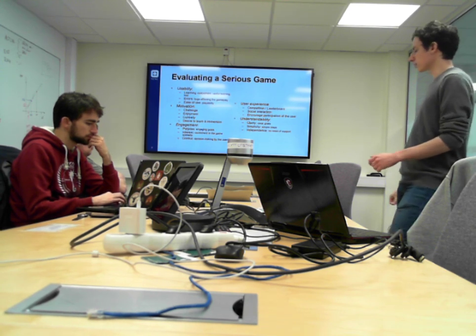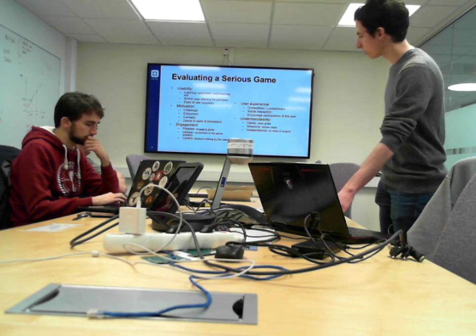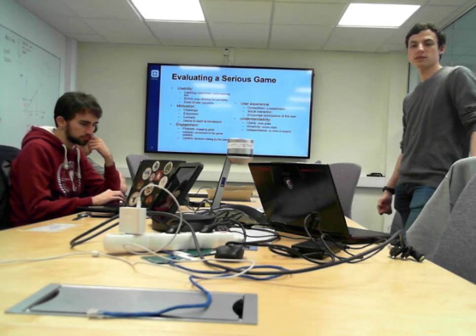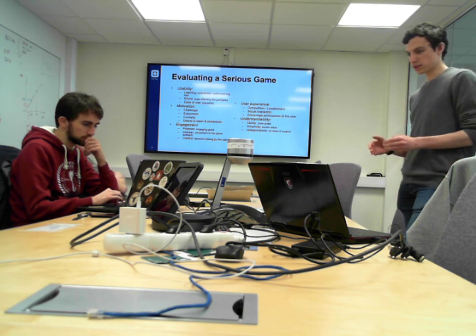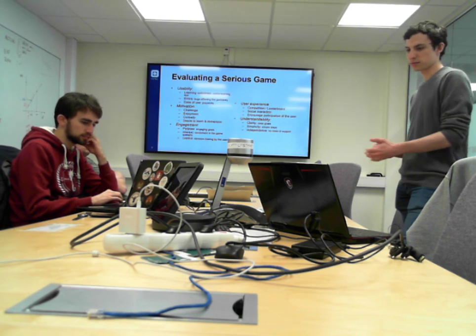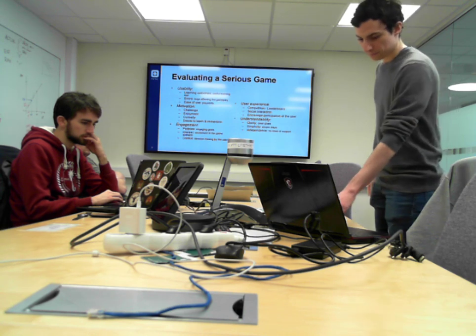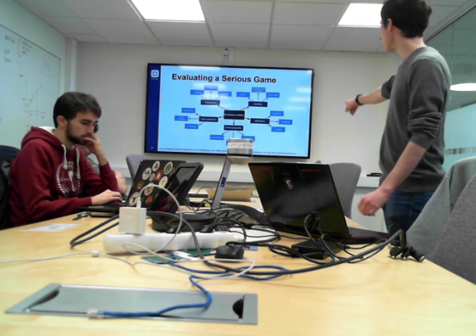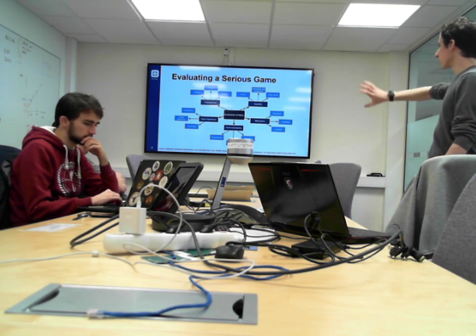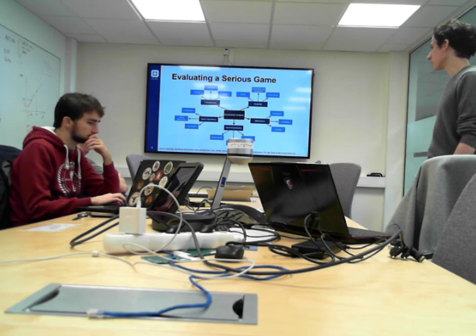And last point, understandability, clarity, simplicity, and so on. And independence, last point, because if the user needs someone to tell him how to use the game, and what to do in the game, then there is no point to have a game. So that's the paper I used to have all those criteria. And here's a simple diagram that sums it up.